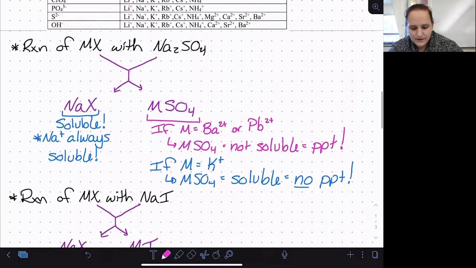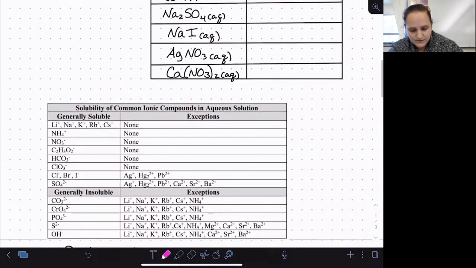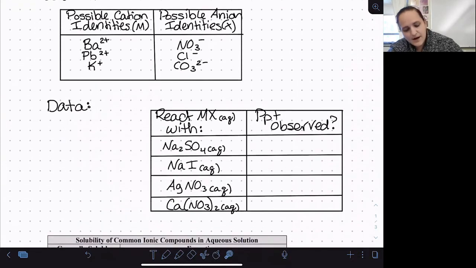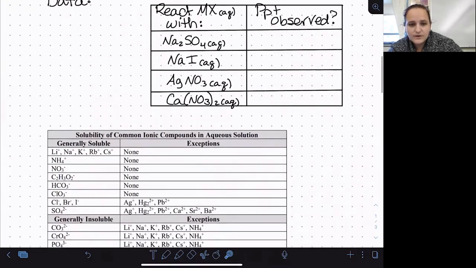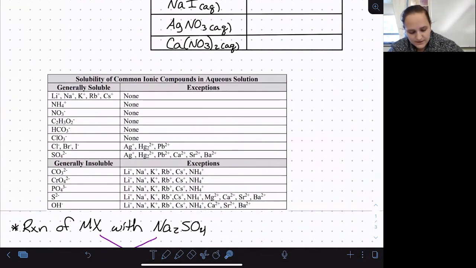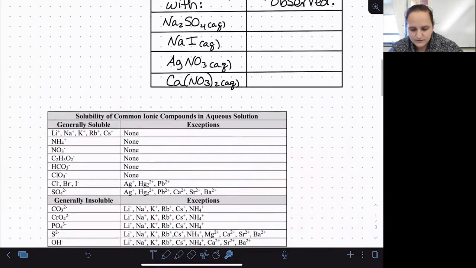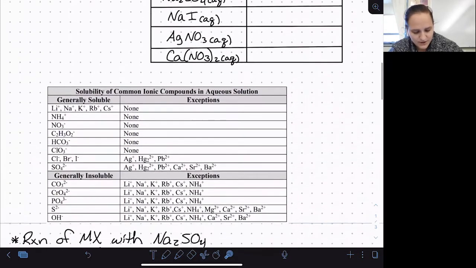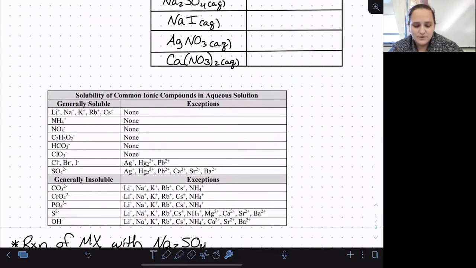So considering our options for X, it could be nitrate, chloride, or carbonate. If we look at the solubility rules for those, silver is an exception for chloride. Forgot which halide it was for a second. So chloride is usually soluble, but not with silver. So if our anion is chloride, we would expect to see it precipitate. And carbonates are just not typically soluble with much. Silver is not an exception, so we would expect to see it precipitate there as well.